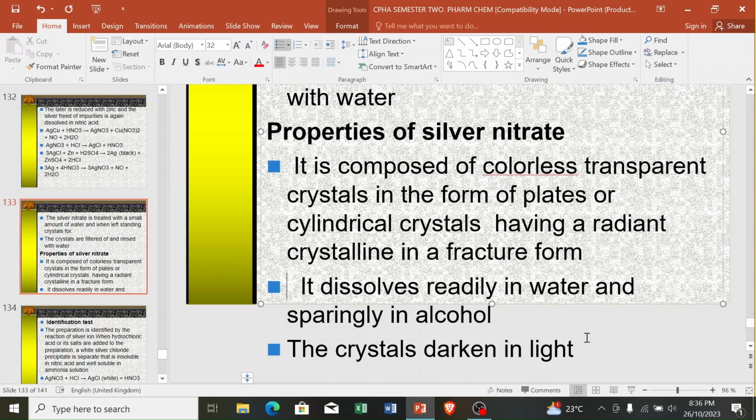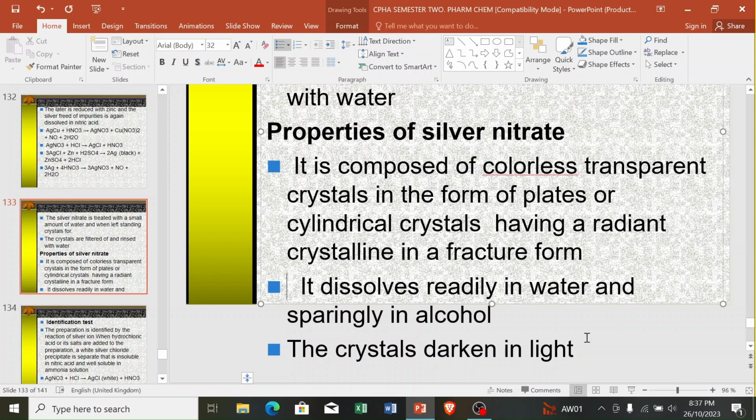So this tells us that when we reach the slide that talks about storage of silver nitrate, we need to protect it from light. Most of the compounds that we protect from light, we store them in amber bottles. Amber bottles, I can call it brown bottle, so that it prevents light rays.